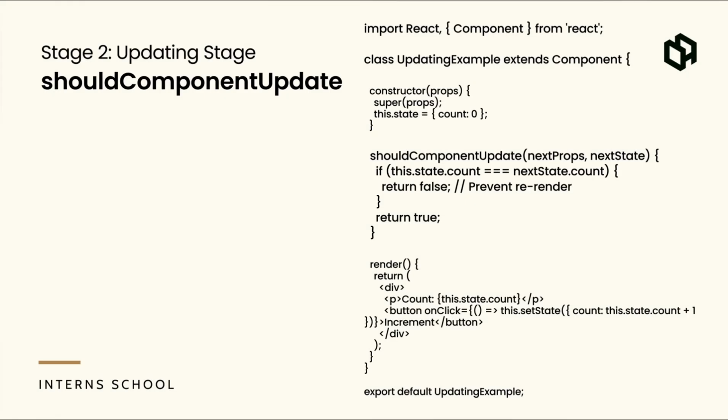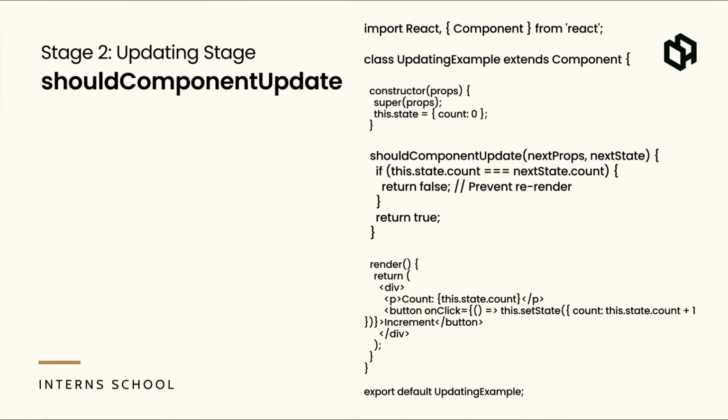Stage 2 is the updating stage, which occurs when a component re-renders due to changes in its props or state. It has a few essential lifecycle methods associated with it. Number 1, shouldComponentUpdate. The shouldComponentUpdate method allows you to optimize rendering by deciding whether or not the component should update. It's an excellent place to implement performance improvements.